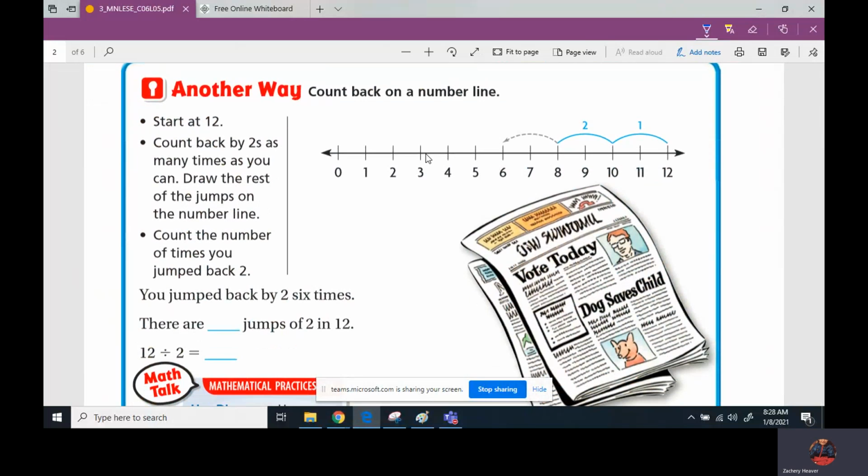We're going to do it as a number line as well. So start at 12, count back by 2. So look, 1 jump, 10. 2 jumps, 8. 3, 4, 5, 6. So we know there are 6 jumps, and we know 12 divided by 2 will still be 6.